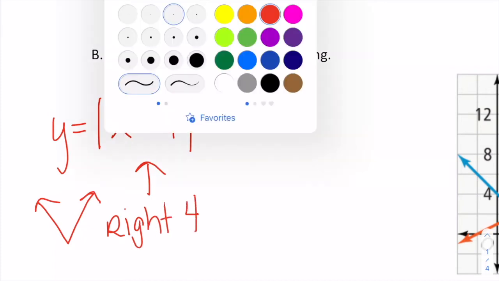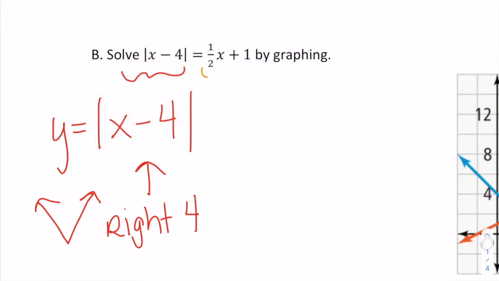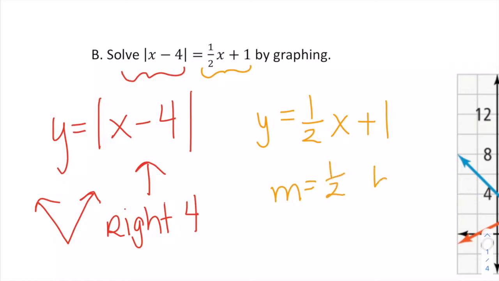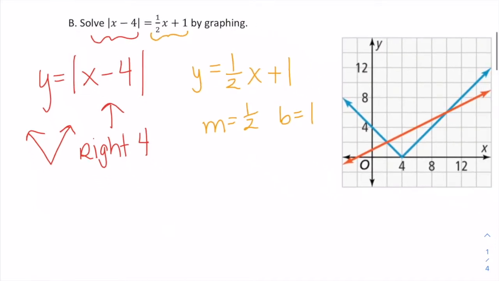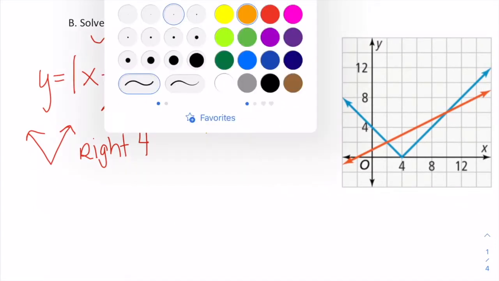And then for the second one, we'll use the second half to make a different equation: y equals 1/2 x plus 1. So we know the slope is 1/2 and the y-intercept is 1. Okay, so for each of these, I'm going to make a little table so that we can see.